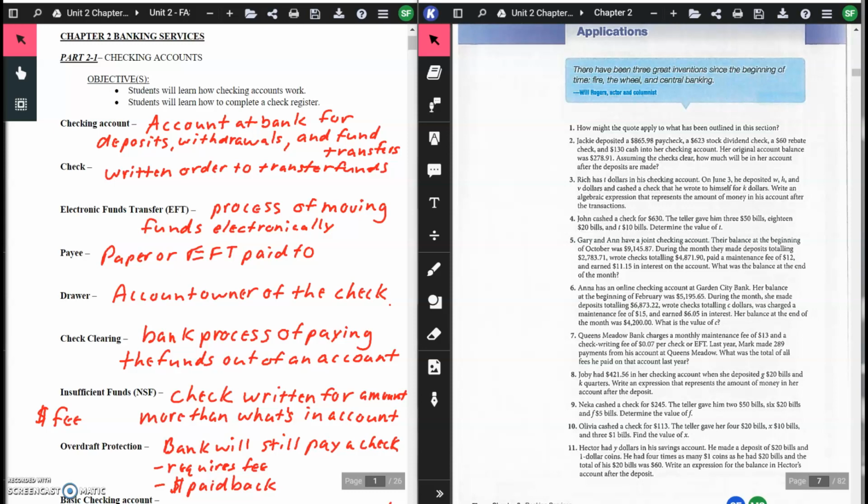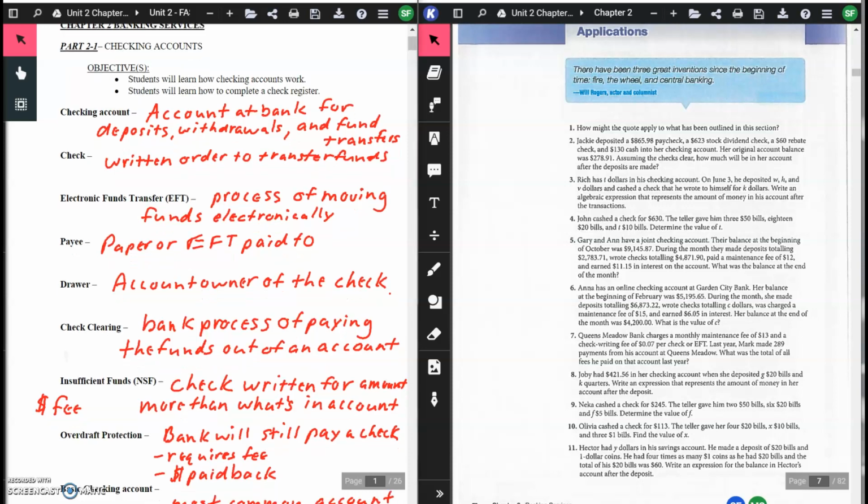A check is a written order to transfer funds. Electronic funds transfer, EFT, is the process of moving funds electronically. So, for example, Venmo is an EFT. Payee: this is who the check or EFT is paid to. The drawer is the account owner of the check.